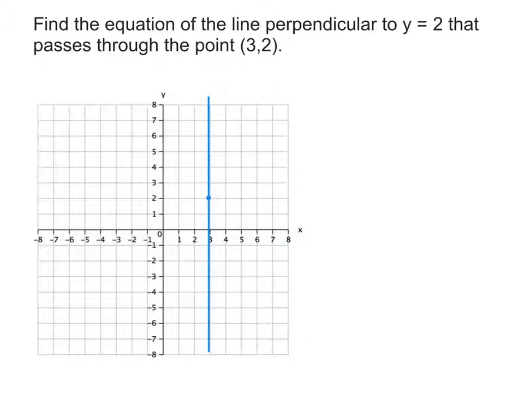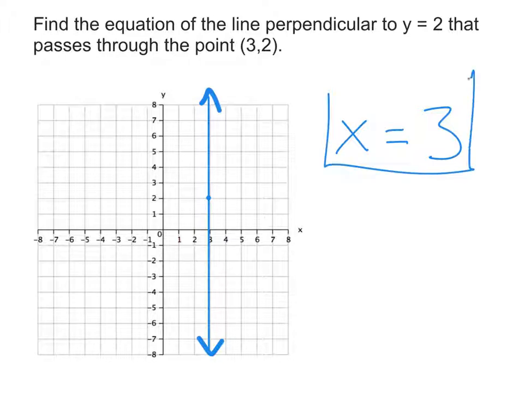So now the question is, because they want the equation, what is the equation of this line? Well, since it's vertical, all vertical lines look like x equals a number, so we know it's going to be x equals something. And if you look at this line, what does x always equal? For every point on this line, x is equal to 3. So that is the equation that they're after.